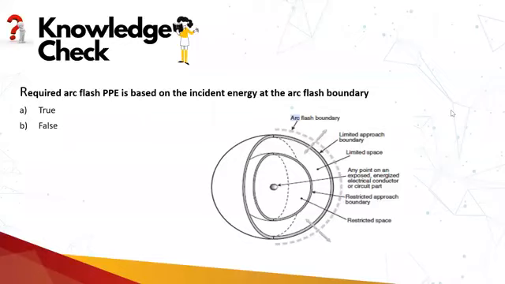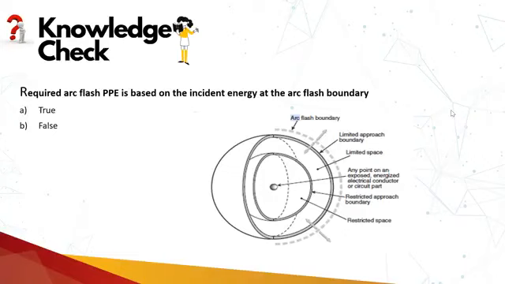In the exam, they will ask this question by using scenarios, so it won't be true and false. I've put true and false just to clarify things. They will say that Mr. James needs to select his personal protective equipment to perform a job at a particular location where the incident energy at the working distance is 40 cal/cm², and at the arc flash boundary the incident energy is 1.2 cal/cm². So he has selected arc flash PPE based on the arc flash boundary.